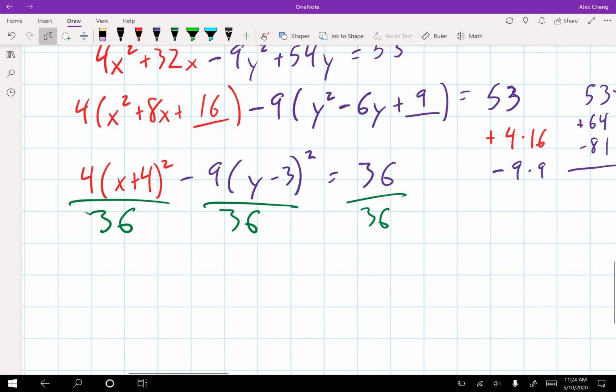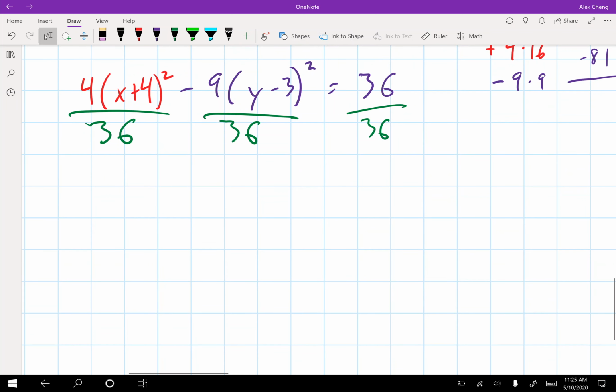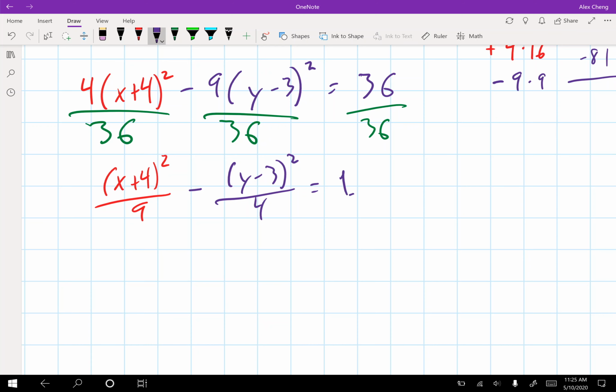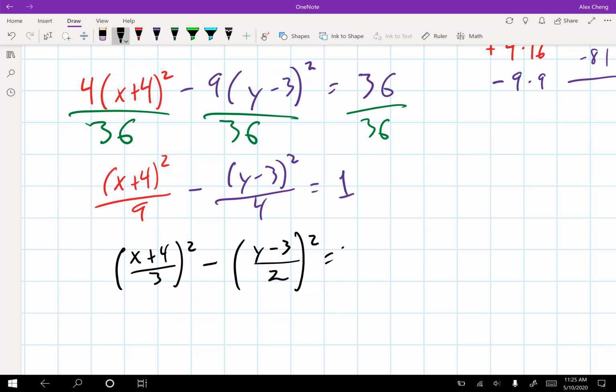And again, it's not always going to work out just nice and neat, because sometimes you'll get an irrational answer. That's totally fine. It's just, obviously for these examples, we want to make it nice and palatable. So on the x pieces, I'm going to have x plus 4 squared over 9. And then for the y's, I'll have y minus 3 squared over 4 equals 1. And let's just find our x and y radii by rewriting it as x plus 4 over 3 squared minus y minus 3 over 2 squared equals 1.